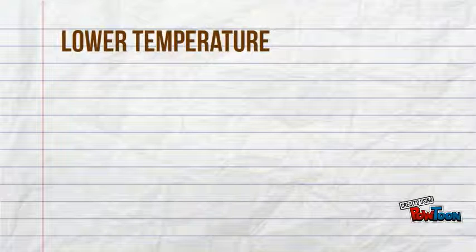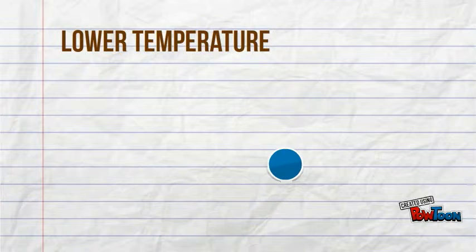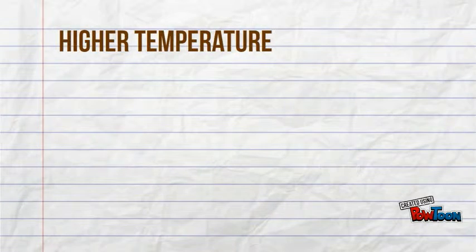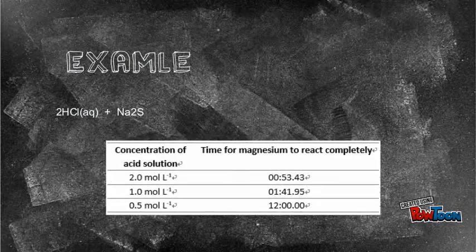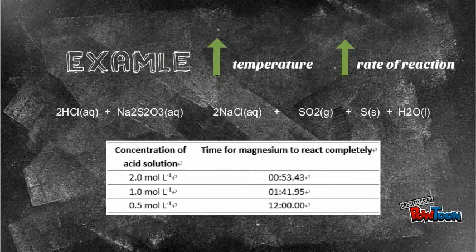The reactant particles move slower at lower temperature because they have little energy. When the temperature is increased, the particles gain energy, move faster and collide into each other more often. Let's look at an example. Solution of sodium thiosulfate at different temperatures were acidified to form sulfur dioxide and sulfur, and the result shows that the reaction proceeds at a higher speed at higher temperatures.